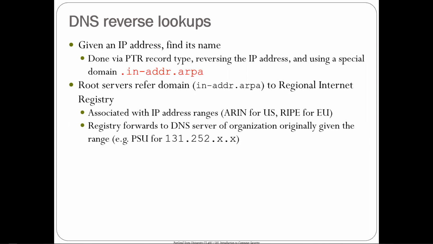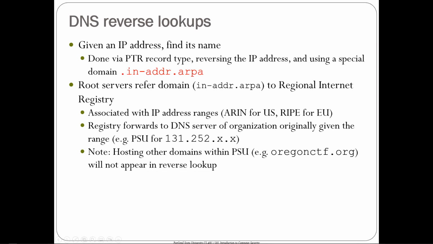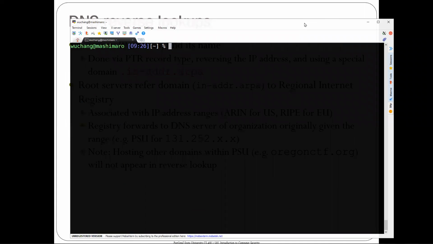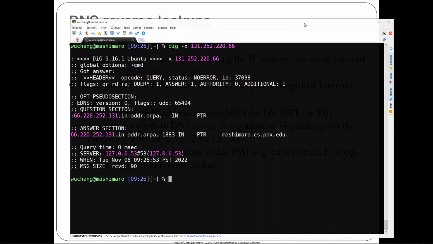Okay, I want to show you an example of this. One way to do this is to do a dig -x. What's happening here is this is going to ARIN. And then ARIN says, oh, the people who own this IP address is Portland State. ARIN forwards this to Portland State, and then Portland State has this pointer record that says the name that we have assigned to that IP address is mashimaro.cs.pdx.edu. Yeah, so Portland State controls all the 131.252 IP addresses.